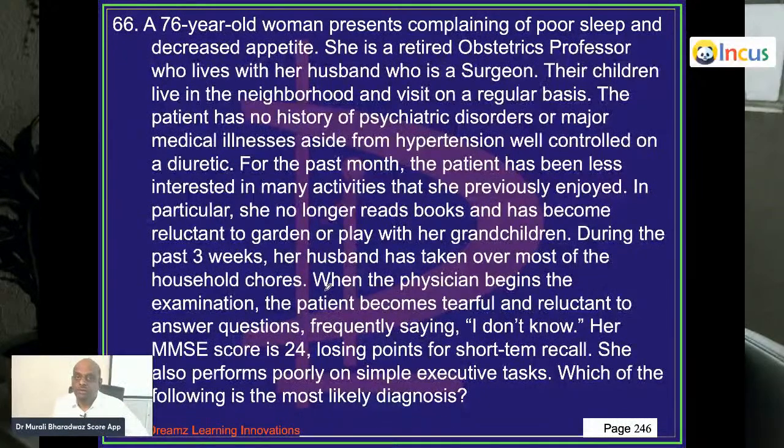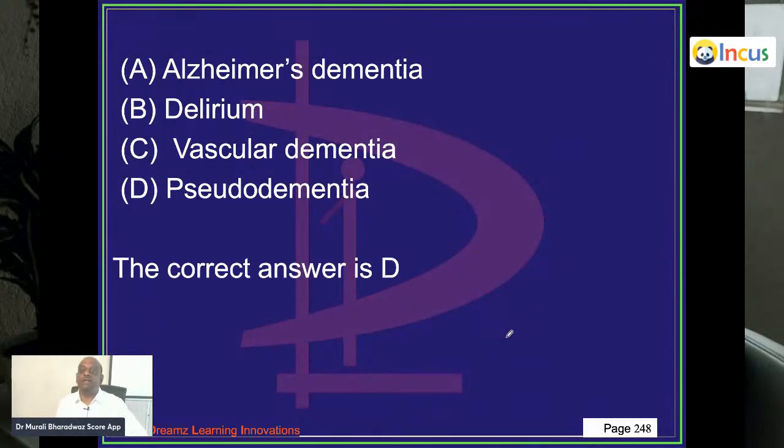Right. Now, a 76-year-old woman presents with poor sleep, decreased appetite. She is not interested in many activities which she used to enjoy earlier. But her mini mental status examination is 24. That means she doesn't have dementia. MMSE is a score to know dementia, but she doesn't have dementia. But her presenting feature is forgetfulness. Right? So what is this called as?